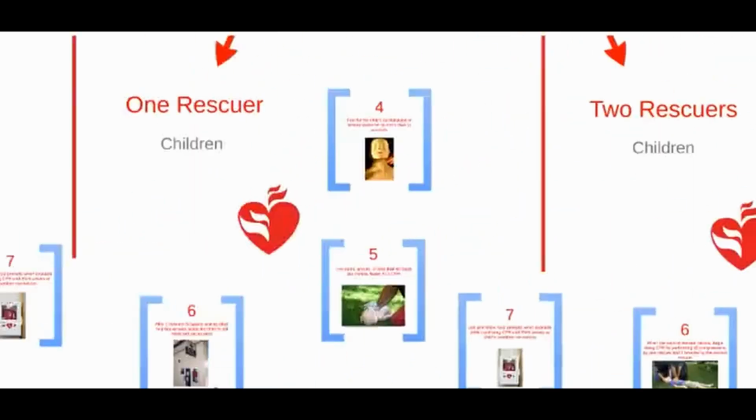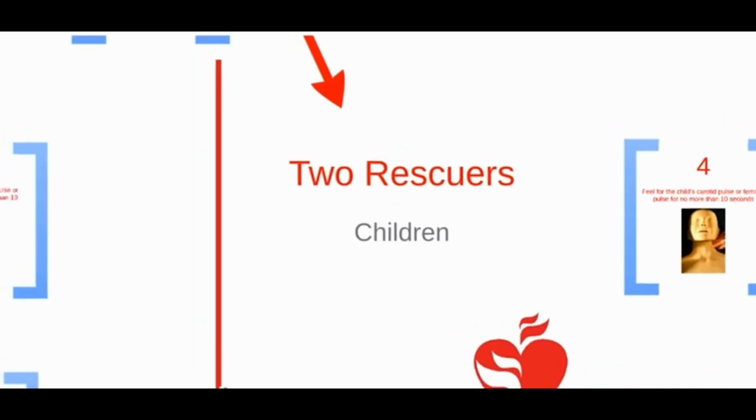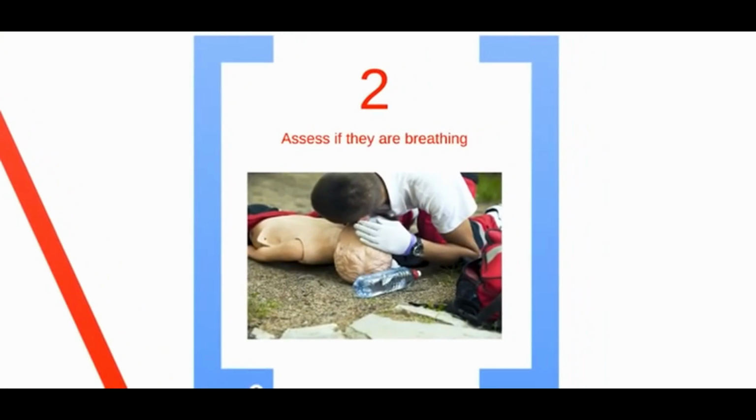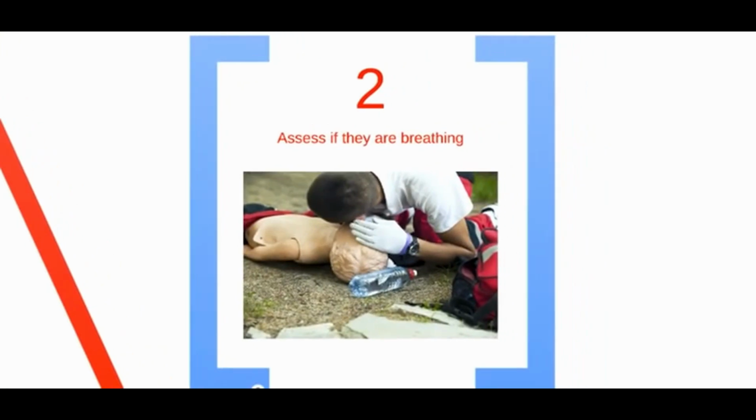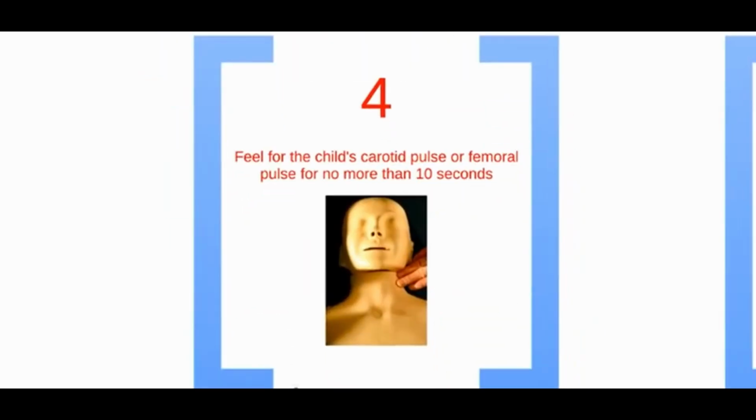Next, we'll do the 2 rescuer BLS for children. You'll find that the process is very similar. Step 1 is to shake and shout at the victim to determine the responsiveness, just like step 1 was for one rescuer. Step 2, assess if they are breathing. Step 3, if the child isn't responding or breathing, send the second person to activate the emergency response system and get an AED. Step 4, check either the carotid or the femoral pulse, but make sure not to waste time doing it longer than 10 seconds.